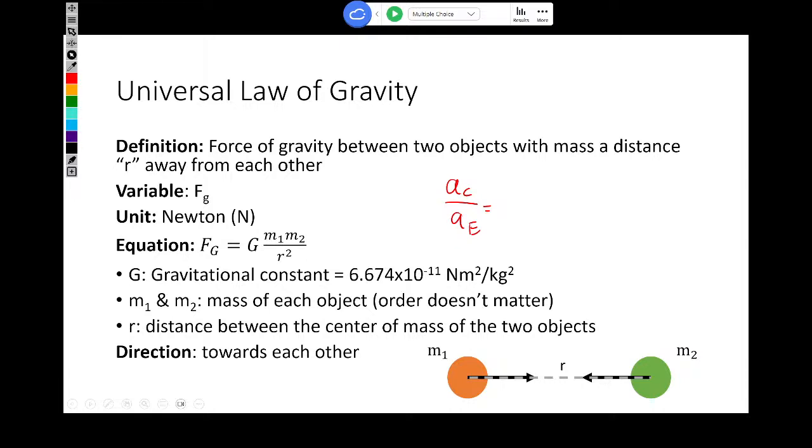Cool stuff. So, yeah, feel free to look into it more and see how he discovered it if you're interested. But he did it for the ratio of the accelerations and the ratio of the distances.